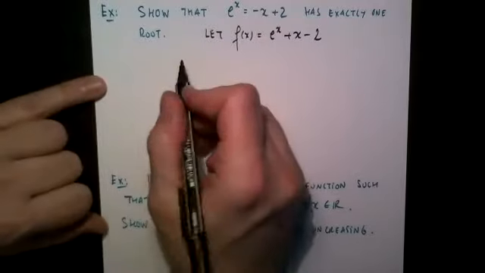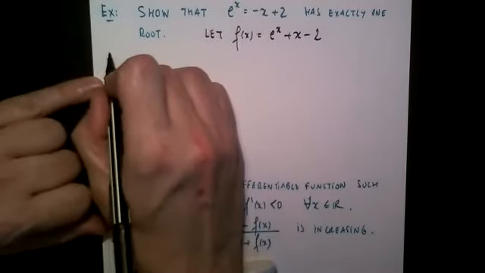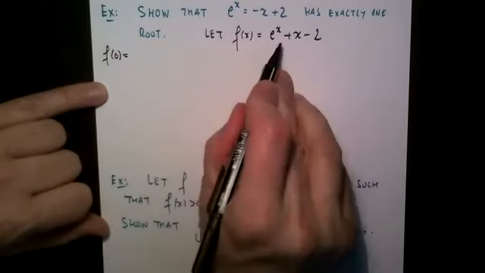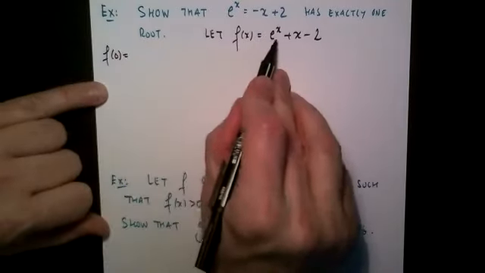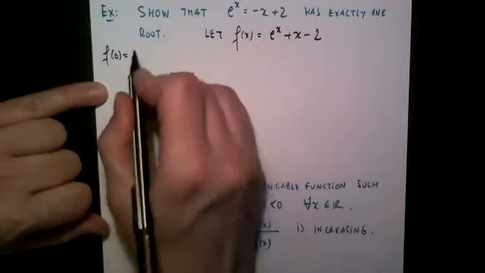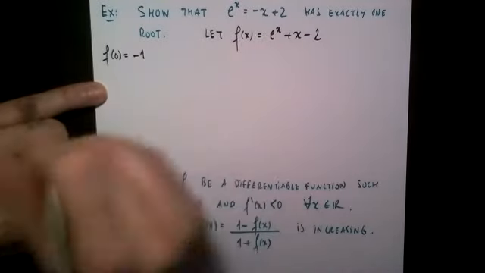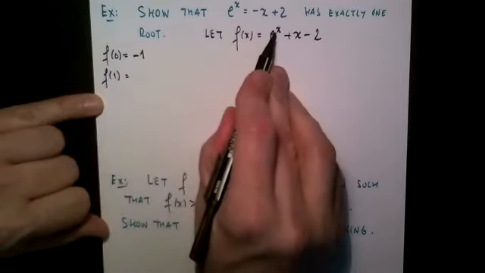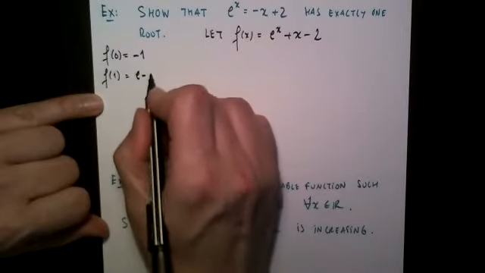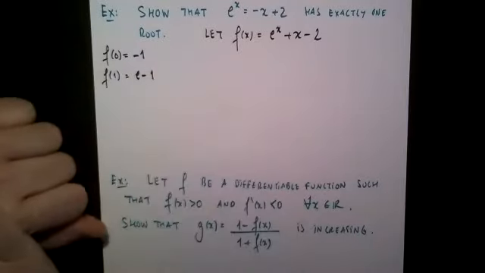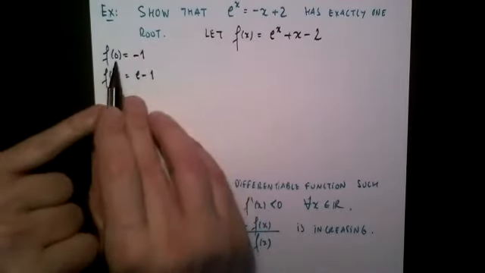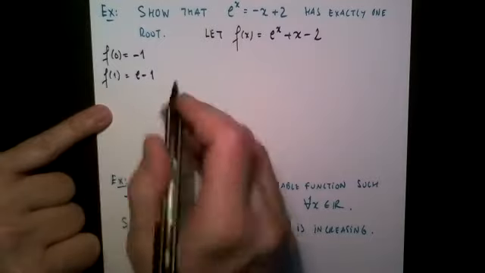Okay, first thing I want to do is check f of 0. What is it? If you plug in 0 here, you get 1 plus 0 minus 2, I get negative 1. And f of 1, I'm going to get e to the 1 plus 1 minus 2, so I'm going to get e minus 1. Okay, so f of 0 is negative, f of 1 is positive.